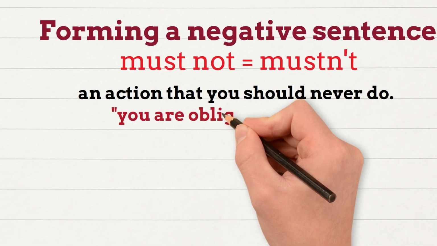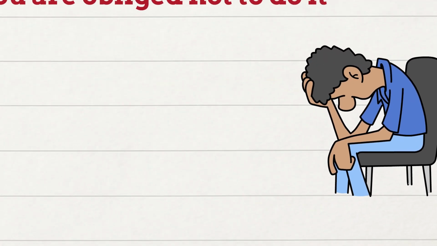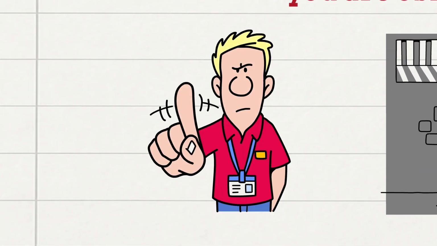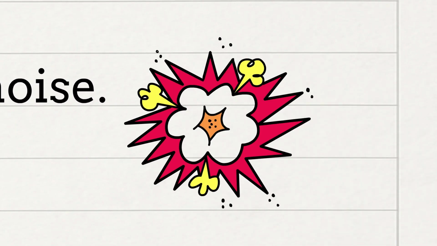So what's the meaning of mustn't? When I say you mustn't do an action, it means that this action is not allowed, and it is very important that you never do this action, because if you did it, you may be punished, be in danger, or be in trouble. I mustn't make noise. This means it is very important for me not to make noise in the place where I am.